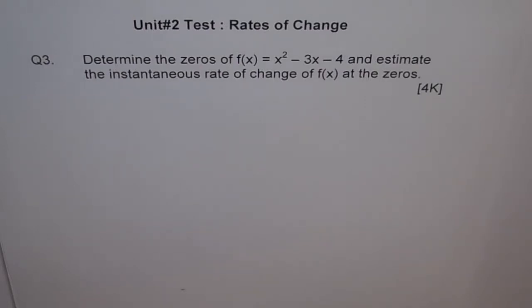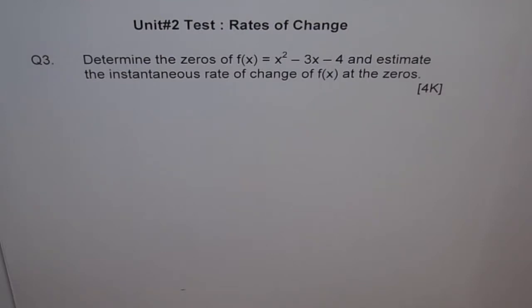Question number 3. Determine the zeros of f of x equals x squared minus 3x minus 4 and estimate the instantaneous rate of change of f of x at the zeros. Okay, this is a knowledge-based question of 4 marks. You should be able to do it in 5 minutes.